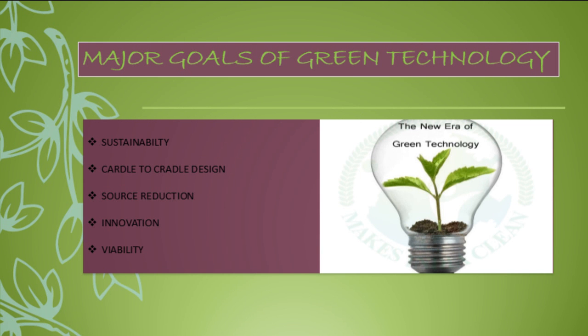Another major goal is cradle to cradle design. The major impact of green technology will be ending the cradle to grave cycle of manufacturing of products by creating products that can be fully reclaimed or reused. Another goal is that of source reduction, reducing the waste and pollution by changing the patterns of production and consumption. Another goal is innovation, that is, developing alternative technologies where the fossil fuel or chemical intensive agriculture that have been demonstrated to damage health and environment.